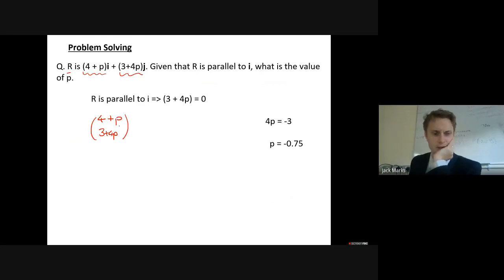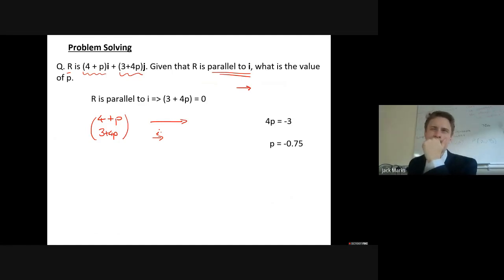Okay, so unknowns in this, sometimes there are unknowns in vectors. Given that R is this thing here. Given that R is parallel to i. Parallel to i, well, what does that mean? This is the same i as in i and j. This is that one there. So this thing here, I don't really know what it looks like, but I do know that it's parallel to i.